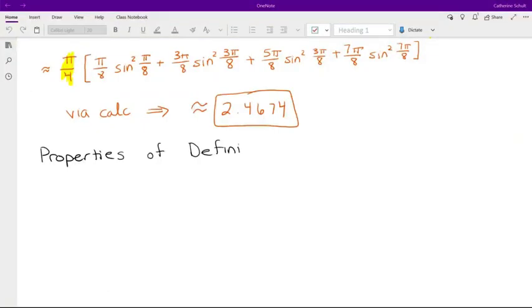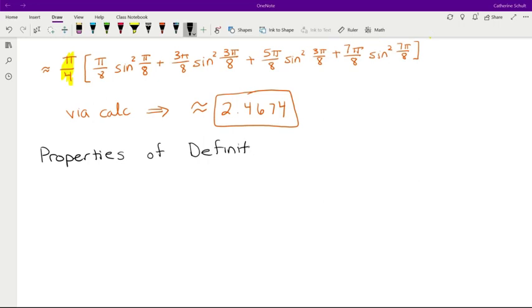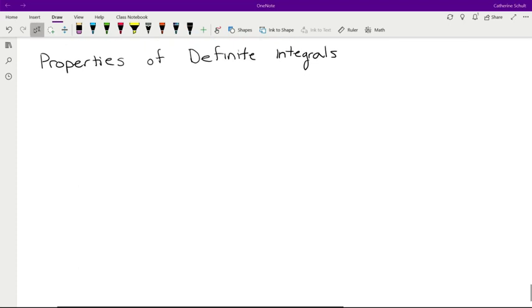All right, so we're going to be looking at the properties of definite integrals. All of these can be proven using the definition of the integral, the limit definition of the integral. So we'll see a lot of these follow from the limit definition or the limit properties that we looked at before.